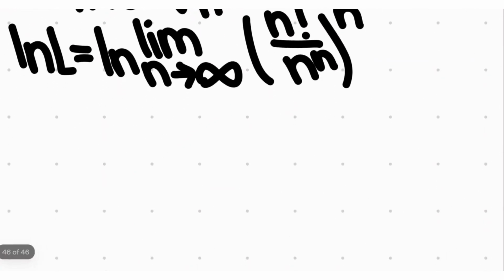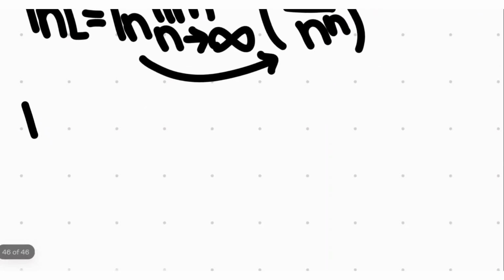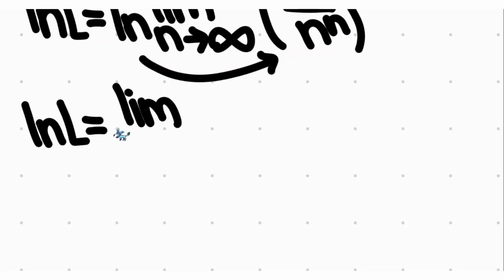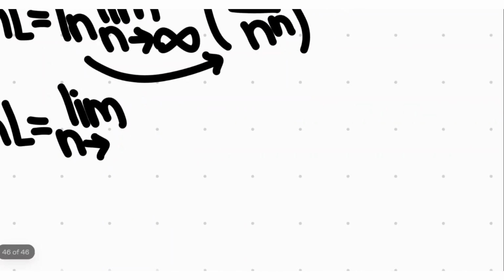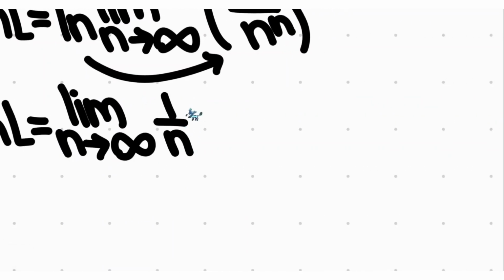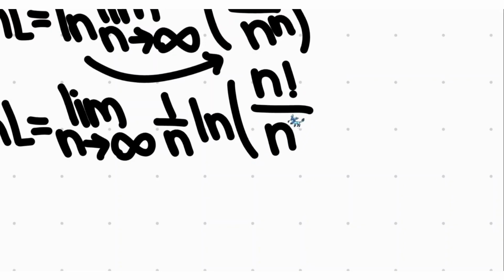Okay, now we're gonna bring this natural logarithm inside. So we get natural log of L is equal to the limit as n approaches infinity of the natural log. Actually, I'm gonna put the 1 over n in front: 1 over n times the natural log of n factorial over n to the n.